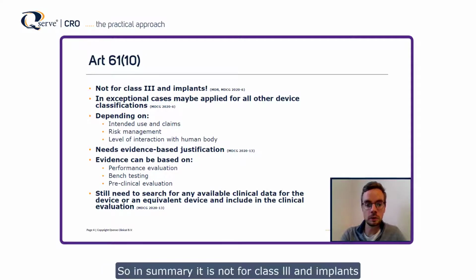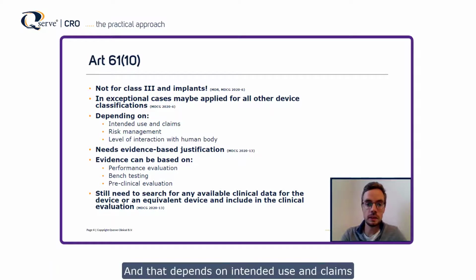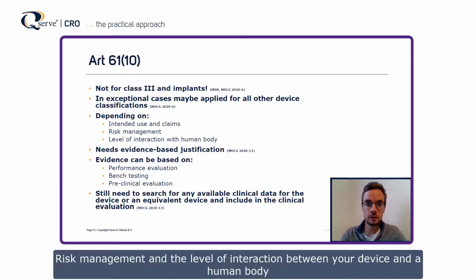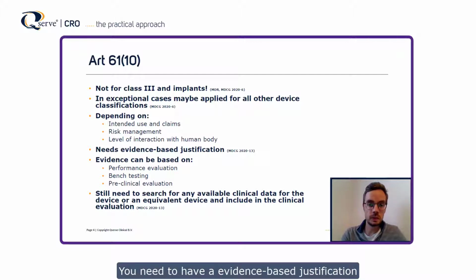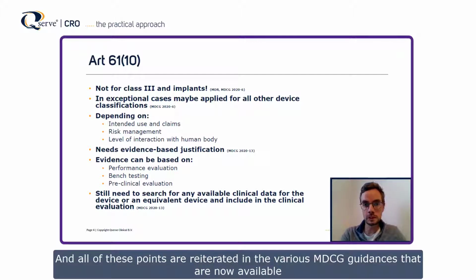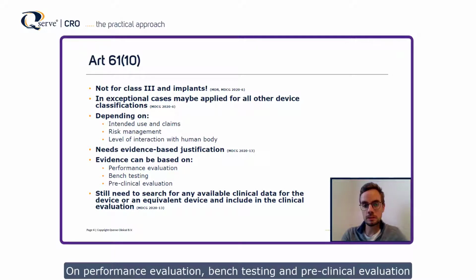So in summary, it's not for Class 3 and implants, but it may be used in exceptional cases for the other device classifications, and that depends on intended use and claims, risk management, and the level of interaction between your device and the human body. You need to have an evidence-based justification, and all of these points are reiterated in the various MDCG guidances that are now available. And the evidence can be based on performance evaluation, bench testing, and preclinical evaluation.